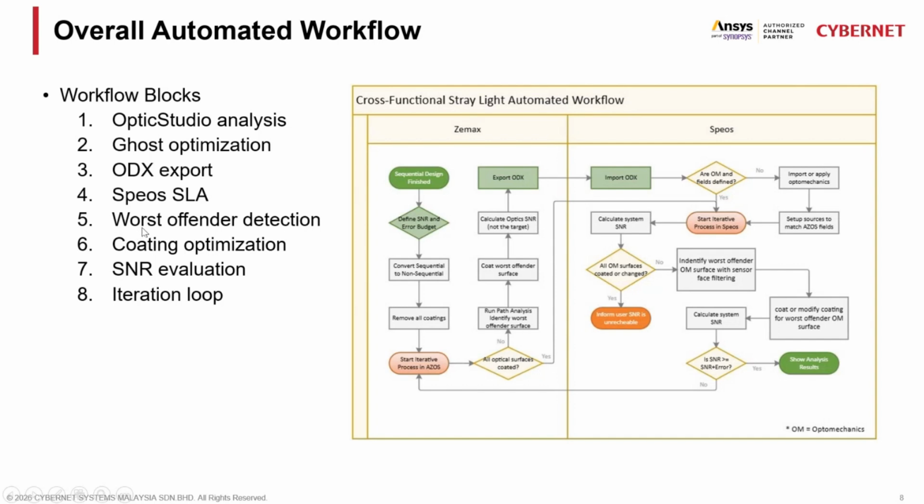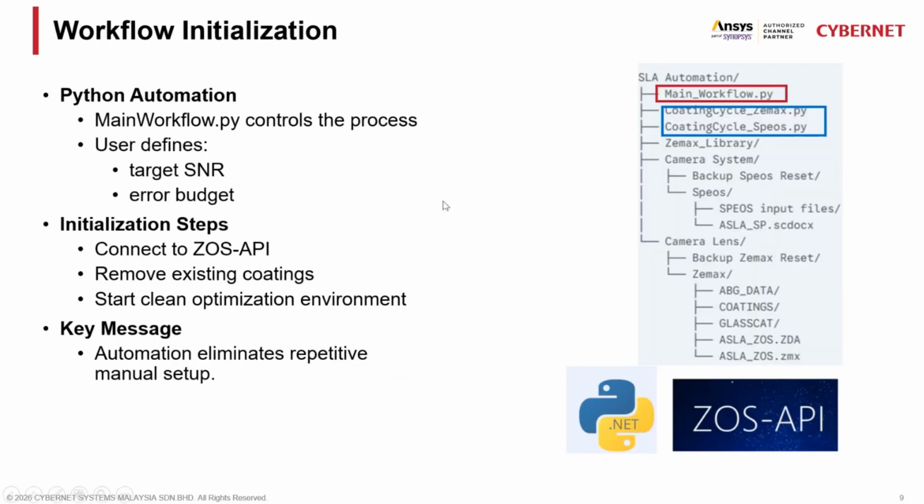And inside the loop, we loop the simulation to do the worst offender detection. This detection will keep replacing the coating surface and also calculate and evaluate the SNR, the signal-to-noise ratio. So this is the iteration loop until the SNR becomes better. Okay, so this is the initial workflow.